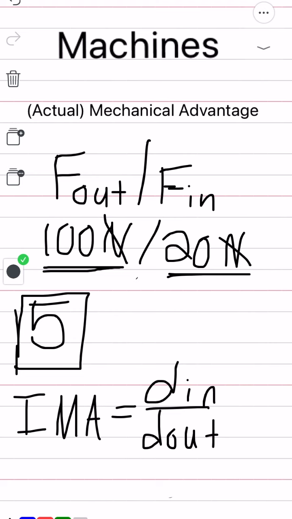This has to be true by energy conservation. No machine could both increase the force and increase the distance. So for example here, let's say IMA is the same as AMA. You might produce 5 times the force, but only move 1/5 the distance.